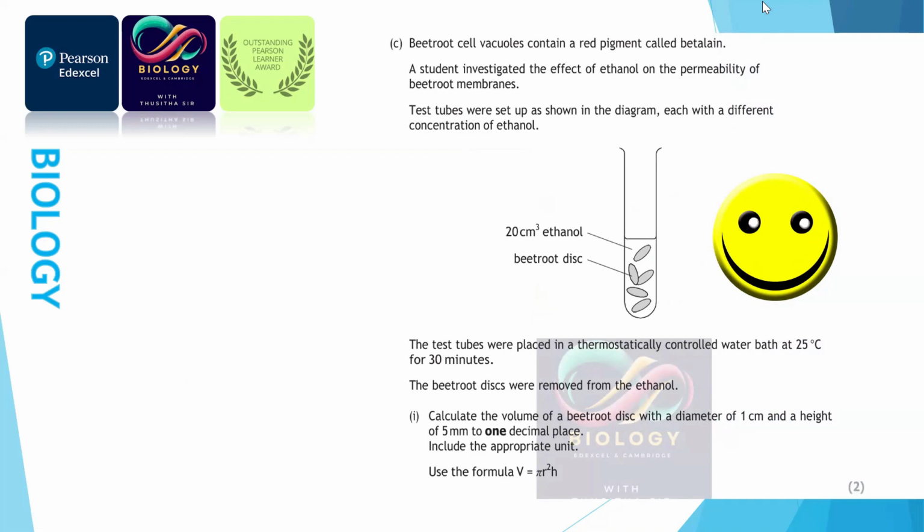Beetroot cell vacuoles contain a red pigment called betalain. A student investigated the effect of ethanol on the permeability of the beetroot membrane. Test tubes were set up as shown in the diagram, each with a different concentration of ethanol. 20 cm³ ethanol, beetroot disc.